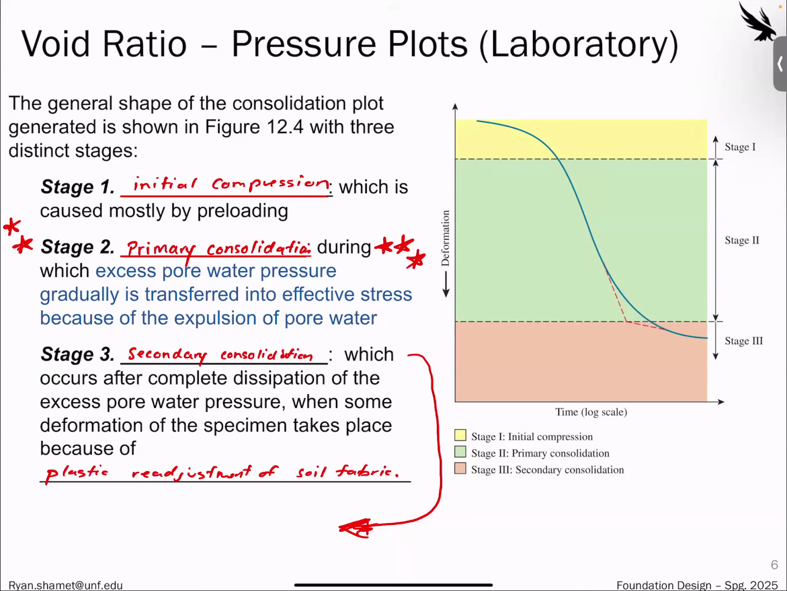And the big thing, the way that we do that is by testing for time. So we just extend the test a little bit longer. And I'll upload the ASTM so you can reference that too.